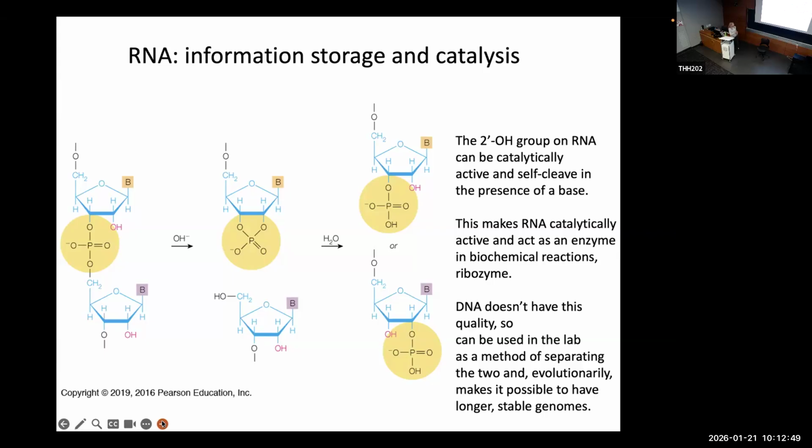DNA, of course, has only a hydrogen here. So it's less reactive. It doesn't self-cleave, much more stable. And DNA tends to be in double-stranded form. So it's sort of extra protective. So once DNA evolved evolutionarily, it's much more stable. It could grow longer and encode more genetic information. And so we started to have longer genomes once DNA evolved.